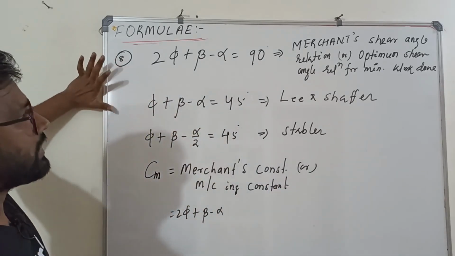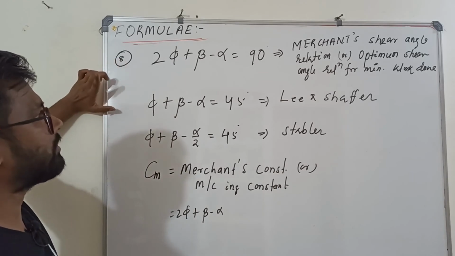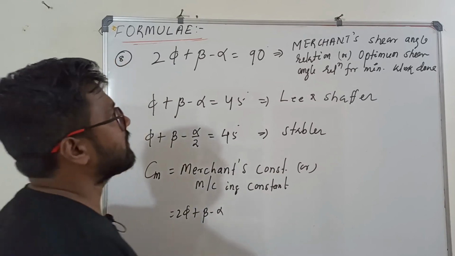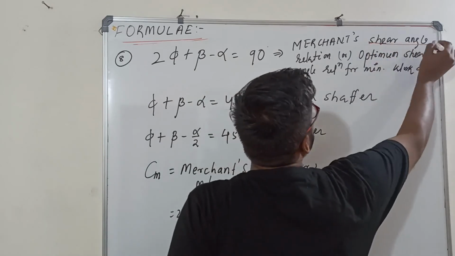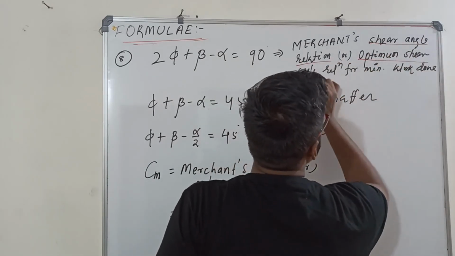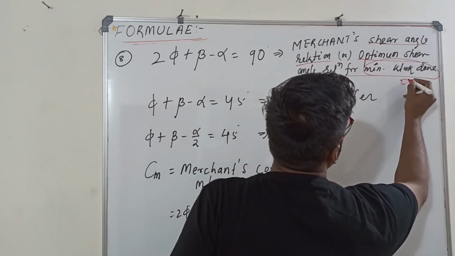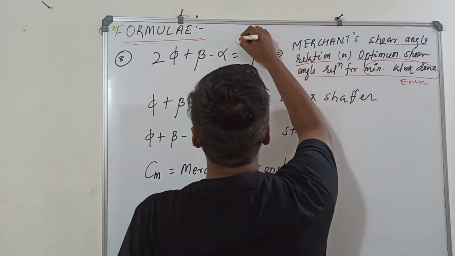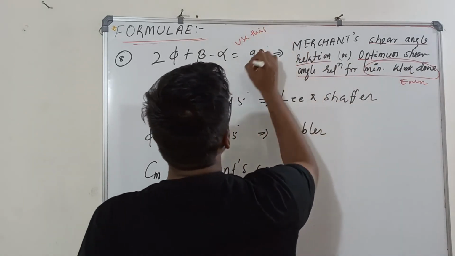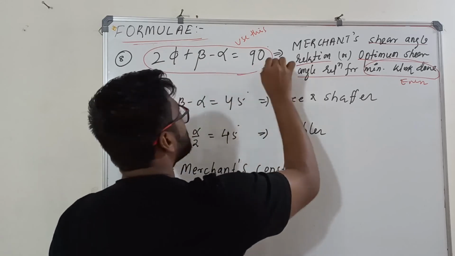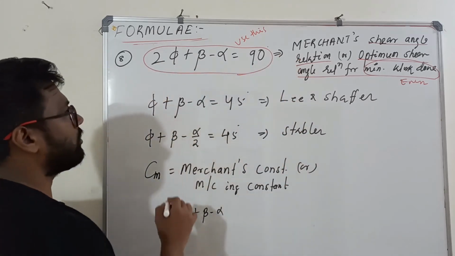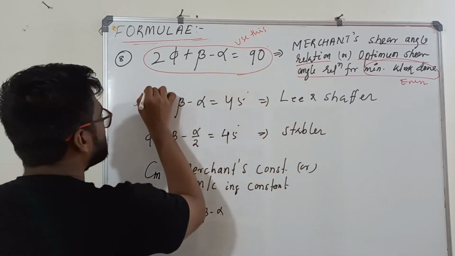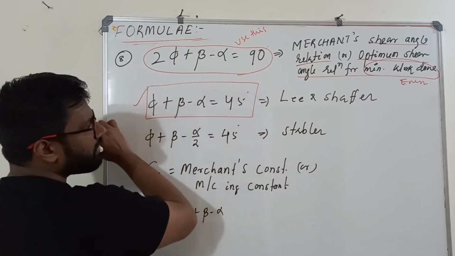Now these are some of the formulas. One is 2 phi plus beta minus alpha equal to 90 degree. This is also known as the Merchant shear angle relation or optimum shear angle relation for minimum work done or energy. Use this formula unless and otherwise mentioned. If they have not mentioned any other thing, for example, the Lee-Shaffer equation, which says phi plus beta minus alpha equal to 45 degree.